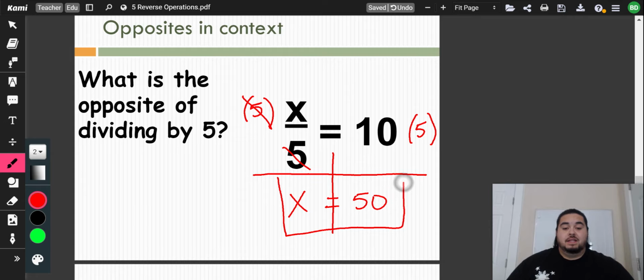And then again, just a quick check of our work to make sure we did this problem right. We replace x in the original equation with our value that we found for x. So 50 divided by 5 equals 10. And then we determine if that's true or not. 50 divided by 5 does equal 10. So we did this problem correctly.